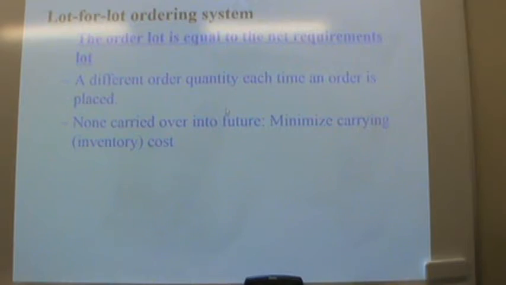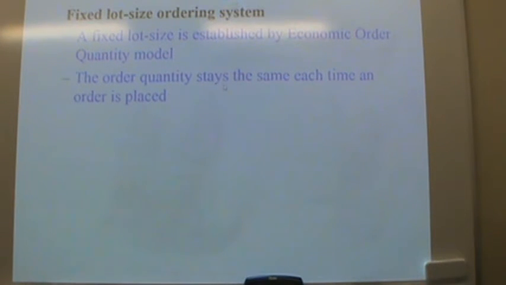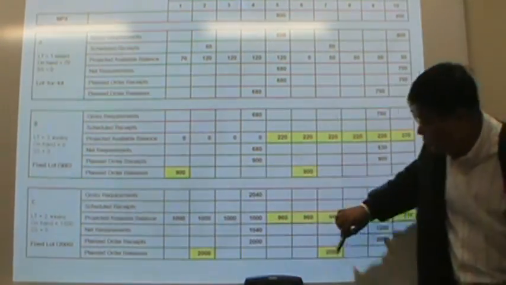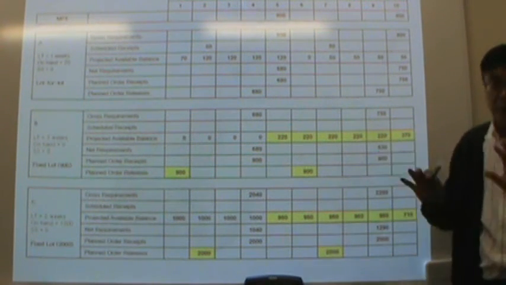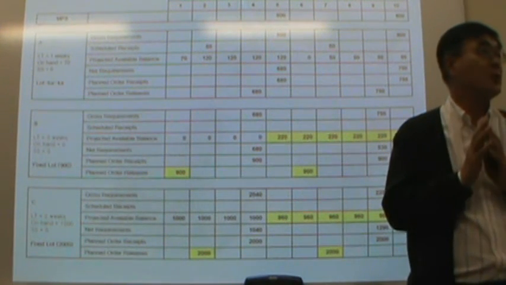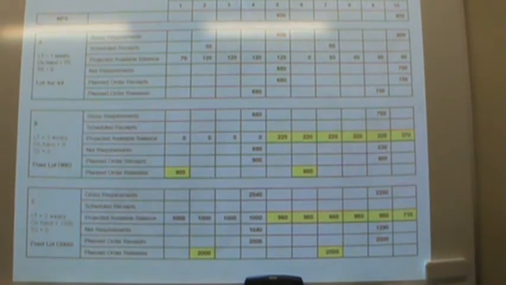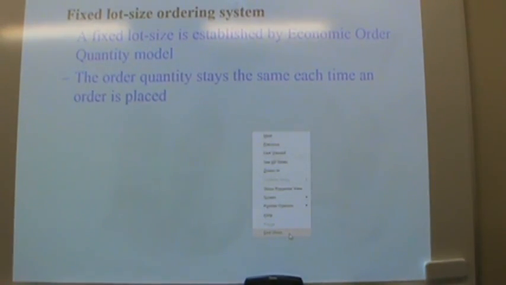If we use a fixed lot order system, the order quantity is the same, but there is some inventory. However, we don't need to determine the order size again and again. So there are advantages and disadvantages, but we cannot say which one is better. That's all for chapters 13 and 14.